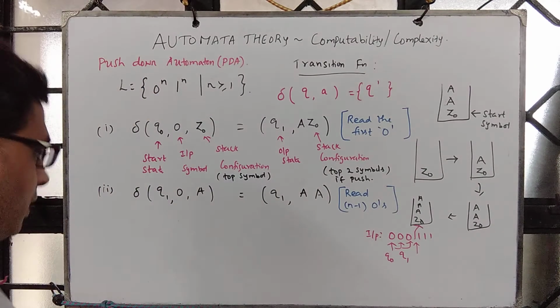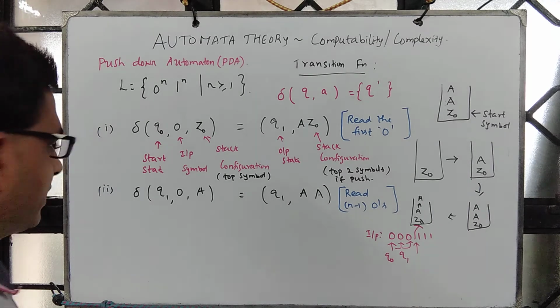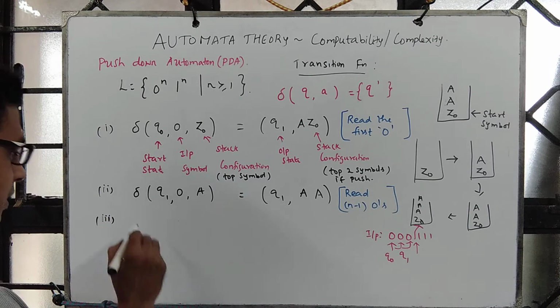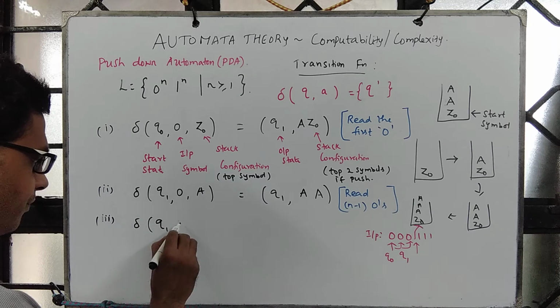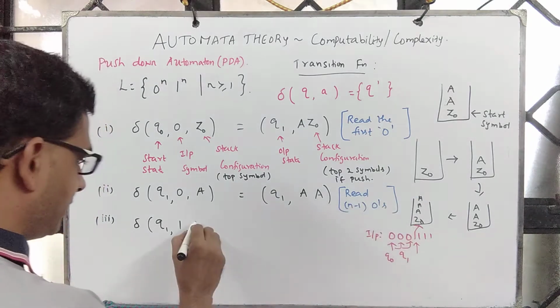Now that we have read the zeros completely, let's start with 1. Delta of: we are in Q1, we read 1, and the top symbol is A.